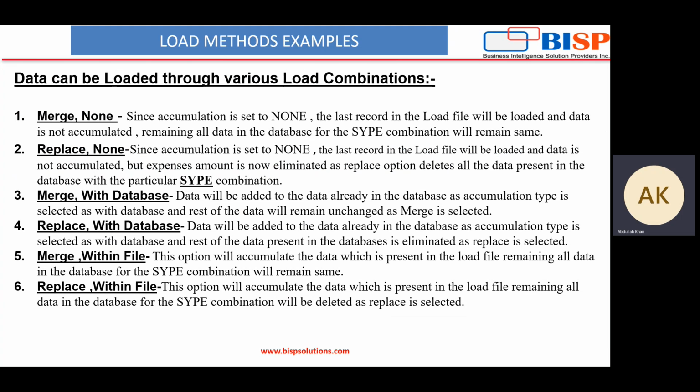So if we see the explanation of the merge and none option, we can understand that in case we set the accumulation to none, the last record in the load file will be loaded and the data will not get accumulated. And the remaining data which was present in the database, in our case, the project labor cost expense account of 5,000, will remain intact. That is, it will remain the same and will not get deleted or eliminated, since we did not load any data for that particular account.